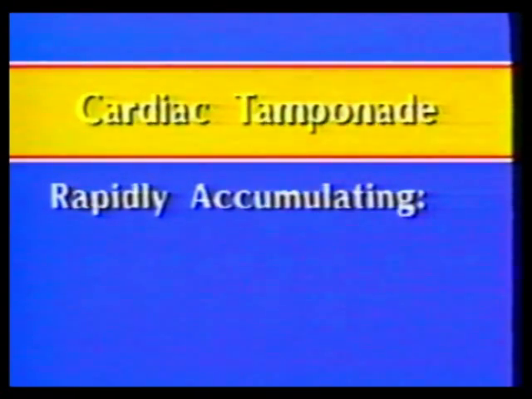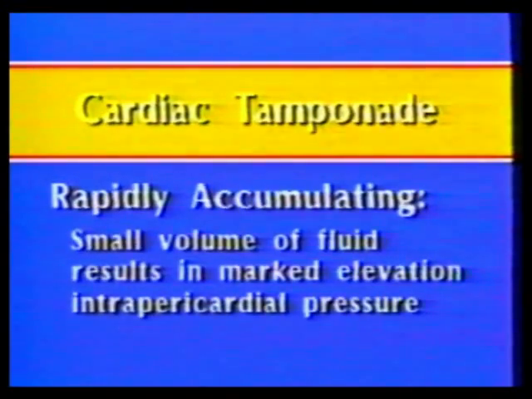On the other hand, rapidly accumulating effusions, such as those seen with spontaneous or iatrogenic cardiovascular perforations, or after closed chest injuries, find the pericardium relatively non-compliant, and a small volume of fluid accumulating rapidly can result in a marked elevation of intrapericardial pressure. Cardiac tamponade can occur in these circumstances with as little as 100 to 200 cc's of fluid.